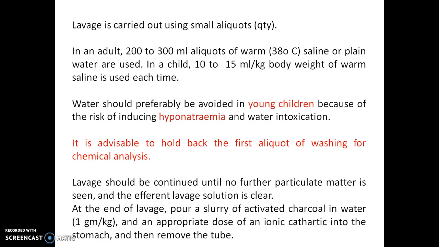Once you stop the lavage by confirmation, then at the end of the lavage you can pour a slurry of activated charcoal in water, 1 gram per kg, and an appropriate dose of an ionic cathartic into the stomach, and then you can remove the tube. Here you have included two things now. A slurry of activated charcoal you have passed will act as an adsorbent. In the coming slide I will be talking in detail about activated charcoal.